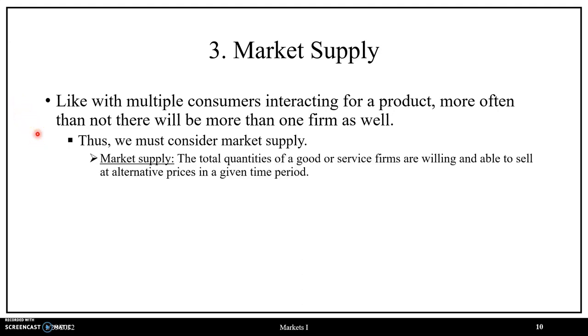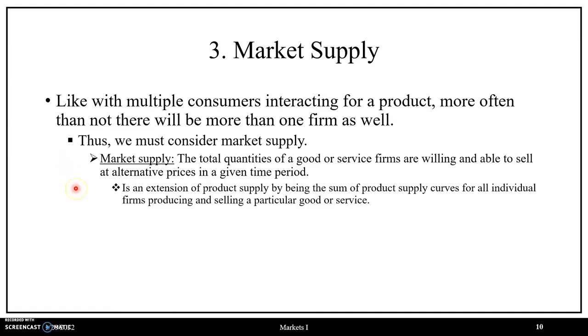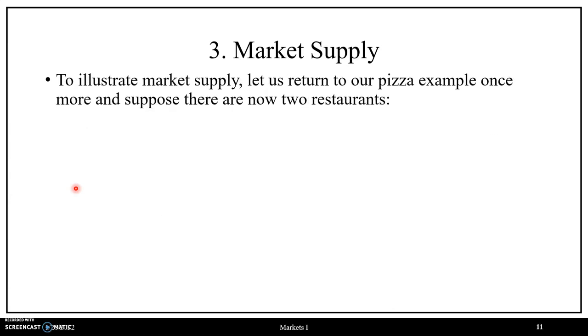Therefore, we need to consider market supply, which is going to be the total quantities of a good or service firms are willing and able to sell at alternative prices in a given time period, where this is an extension of product supply by being the sum of product supply curves for all individual firms producing and selling a particular good or service. So then to illustrate this, let us return to our pizza example, but now suppose that we're looking at this from the perspective of the firms. So let us say that we have our restaurant owner who now owns 2 locations as opposed to the sole location that we were considering before.